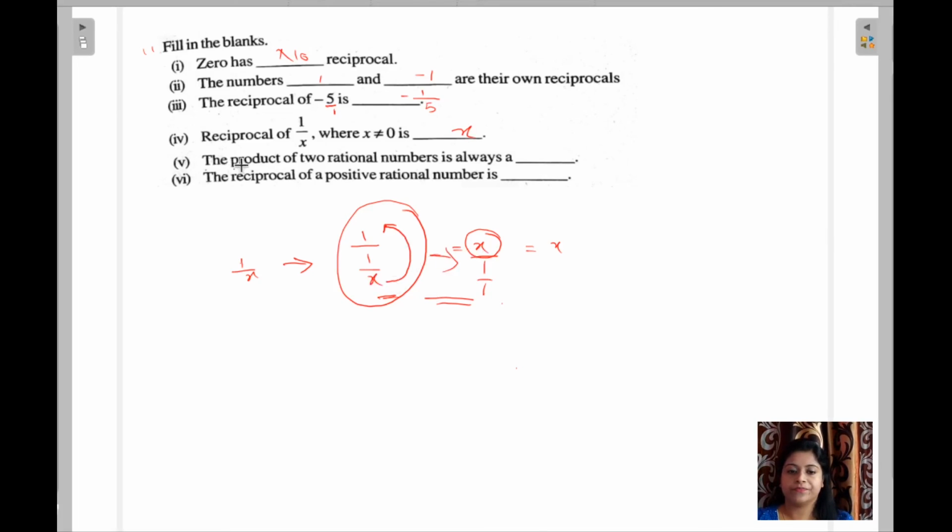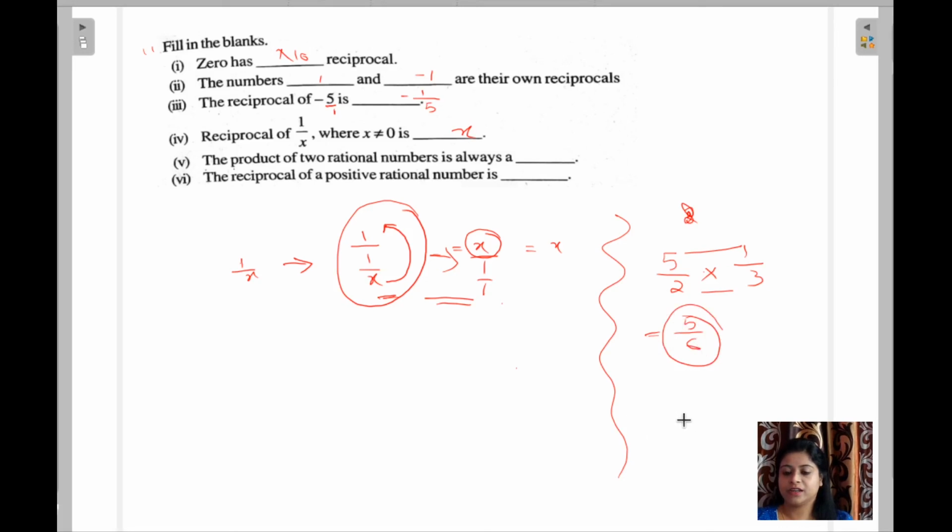The product of two rational numbers is always a what? Now let us take any two rational numbers. Again and again I am taking 2 only. I think 2 is my favorite number. So let us take 5 by 2. What will be the product of two rational numbers? Say, 1 by 3. So 5 by 2 multiplied by 1 by 3 is 5 by 6. Numerator multiplied by numerator and denominator multiplied by denominator. So again it is a rational number.